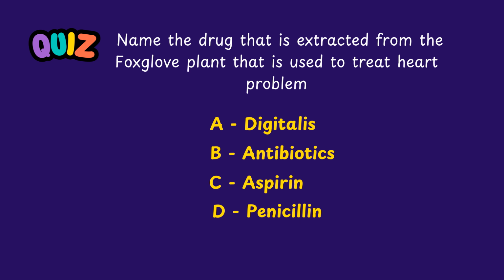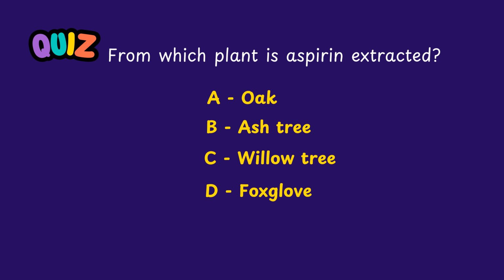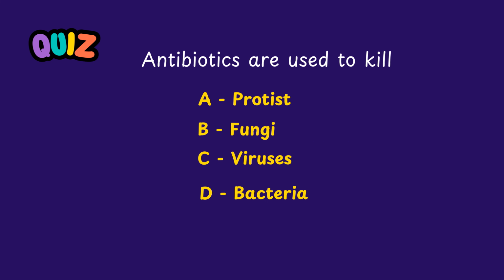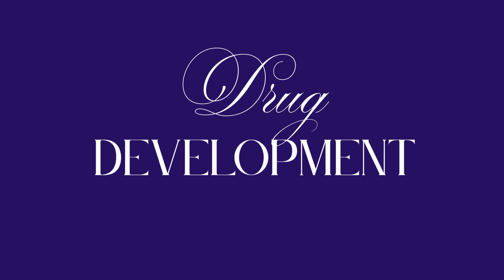Let us now check our knowledge on what we have learned so far. Name the drug that is extracted from the foxglove plant that is used to treat heart problems. The answer is digitalis. Next question. From which plant is aspirin extracted? The answer is willow tree. Next question. Name the scientist who discovered penicillin. The answer is Alexander Fleming. Antibiotics are used to kill bacteria. Very good.